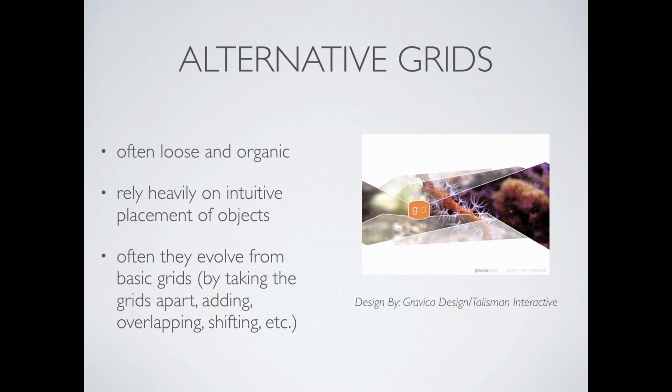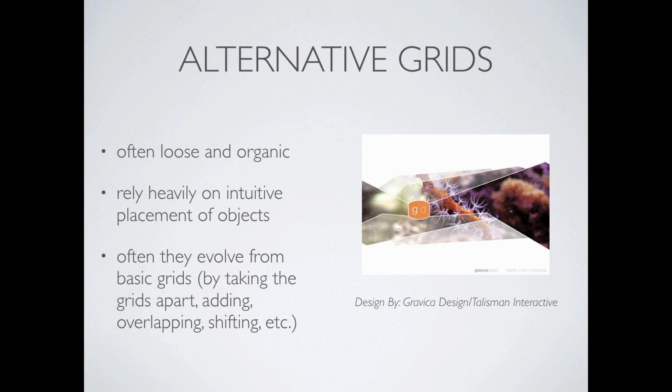Then we get into alternative grids. These are not so strict. We don't have our columns divided by our flow lines. In this case, they're more organic. They're loose. They rely heavily on intuitive placement of objects, what feels right, that intuition part that I talked about 2 classes ago. So if you're going to do this kind of layout, there's nothing wrong with it. Doesn't mean you can't do it, but you need to be aware of other compositional factors. The rule of thirds, for example, where things fall.